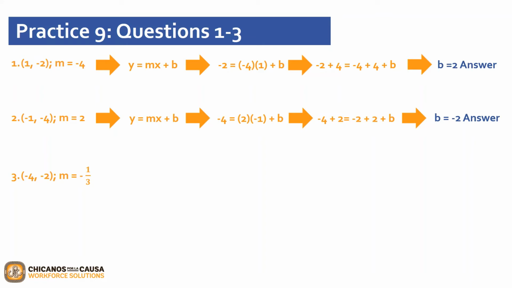And lastly, we have an ordered pair for question 3 of (-4, -2), and a slope of 1/3. Using that same slope-intercept form and plugging in our values, we have -2 equals 1/3 times -4 plus b. This gives us a final answer of 2/3.